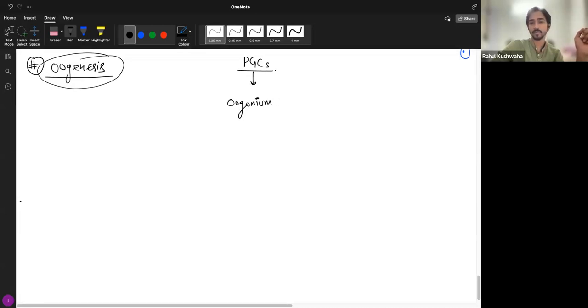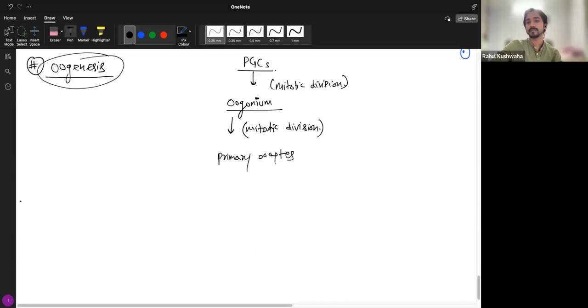Here there is oogonium or oogonia, plural. And this oogonia undergoes, so here also it's mitotic division. Mitosis is happening just like in males. Oogonium also undergoes mitosis. Mitotic division. And what will oogonia form? What did spermatogonia form? Spermatogonium formed primary spermatocytes, remember? So oogonium will form primary oocytes. Okay, and this again happens through mitosis.